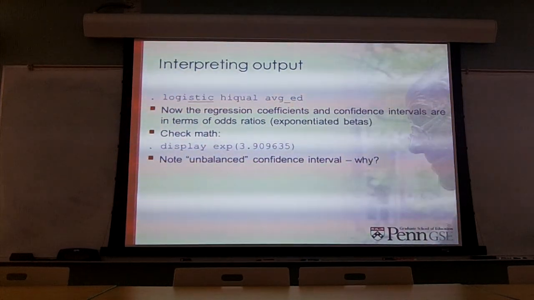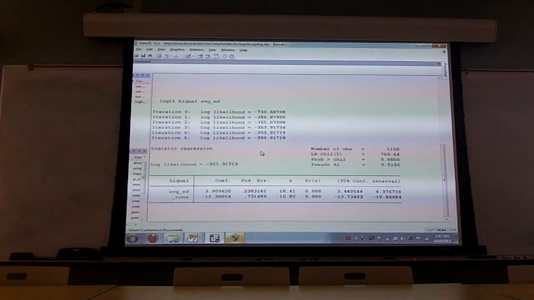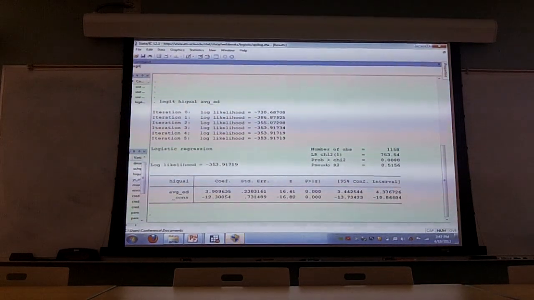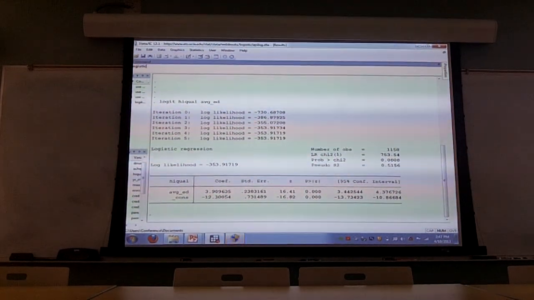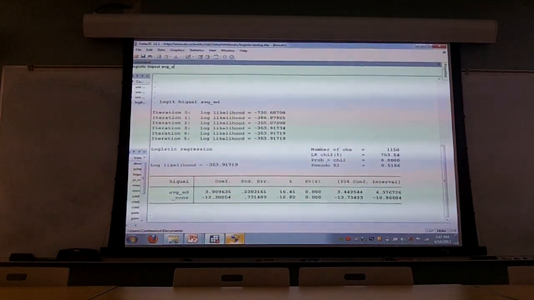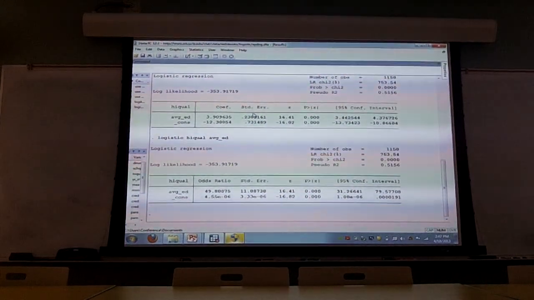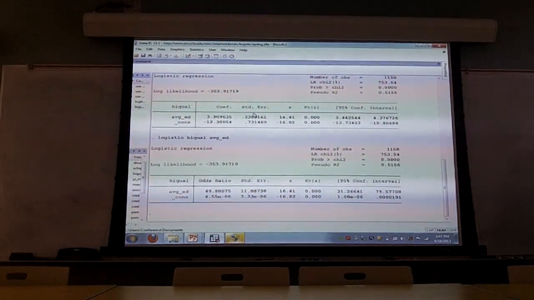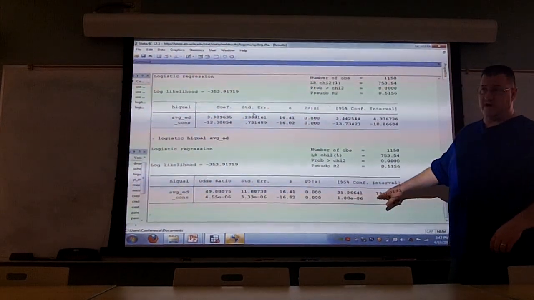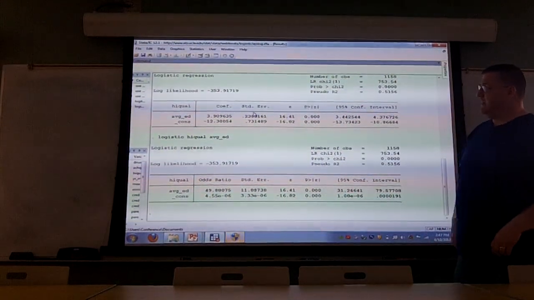So what I'm trying to show here is that if we went in and did, instead of using logit, we use the logistic command. Now the coefficients are exponentiated. The coefficients are now exponentiated for us. Even our confidence intervals are reported in terms of odds ratios.